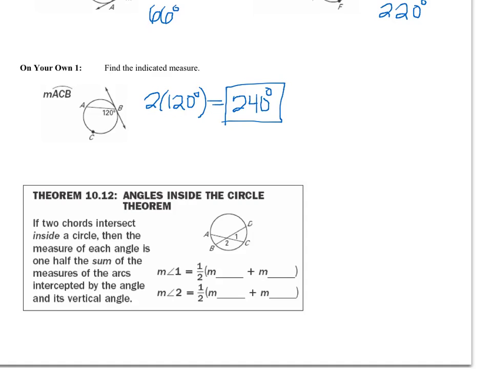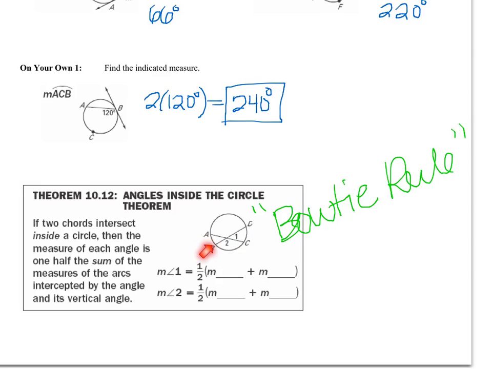Okay, we got another theorem here. This one is theorem 10.12, the angles inside the circle theorem. And we're going to call this our bow tie rule, just because looking at the picture, it kind of looks like a bow tie right there.